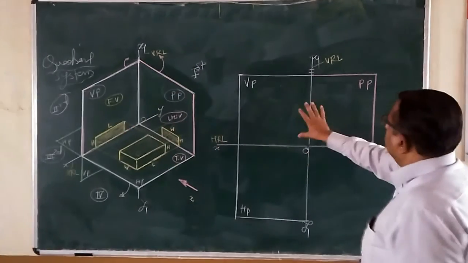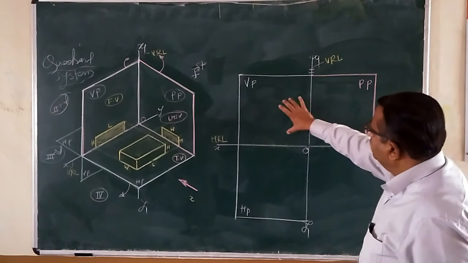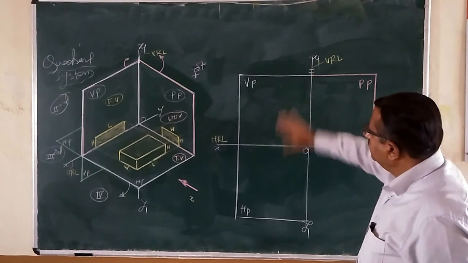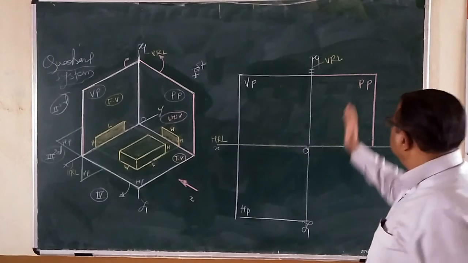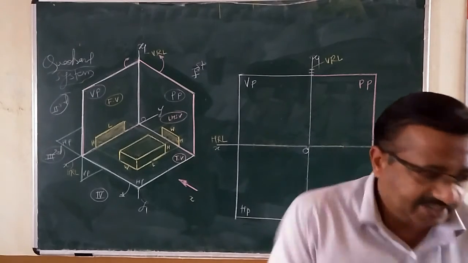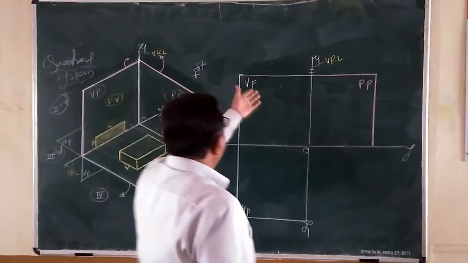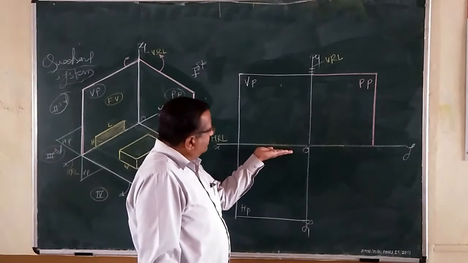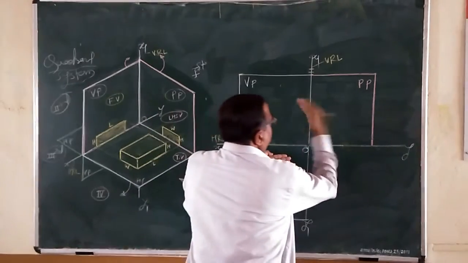So naturally that we should draw here. So VP, I have drawn here, the vertical plane. Just below that, the horizontal plane is here and the profile plane is here. Means naturally earlier it was like this: the vertical plane, the horizontal plane is here. We are tilting the profile plane in this way.